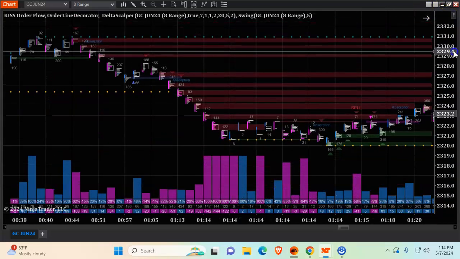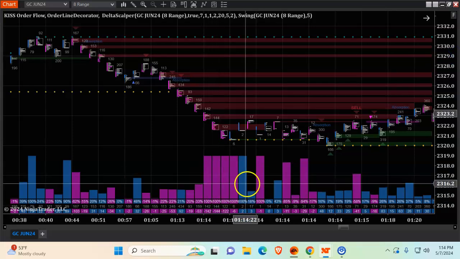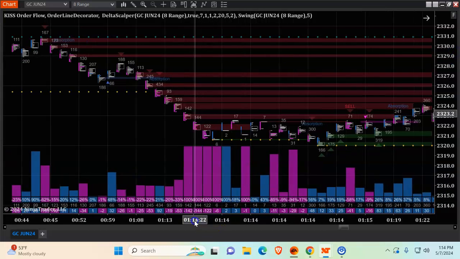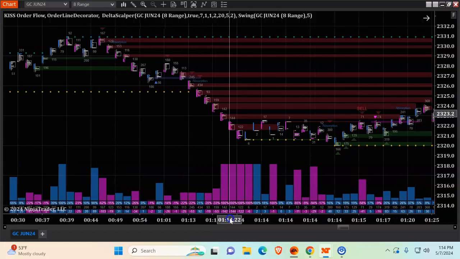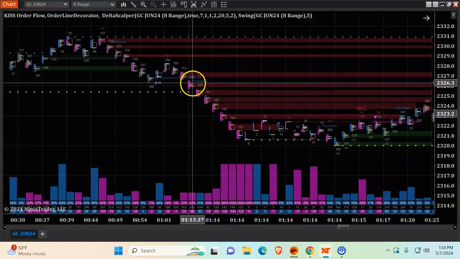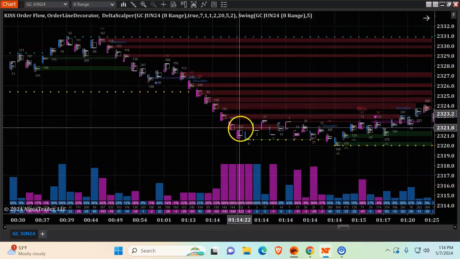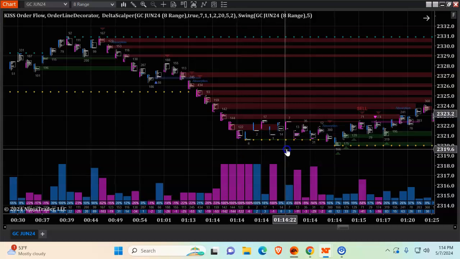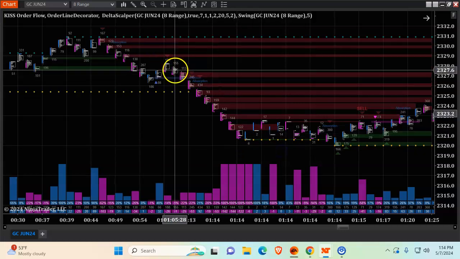As you can see, when you have that kind of momentum, you better be in it fast, in and out, because that happened within like a minute's time. So, beautiful trade right there.